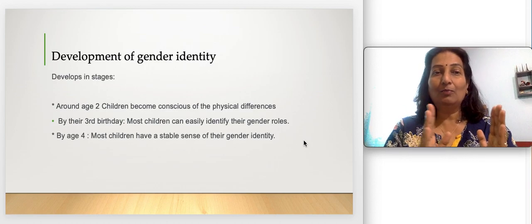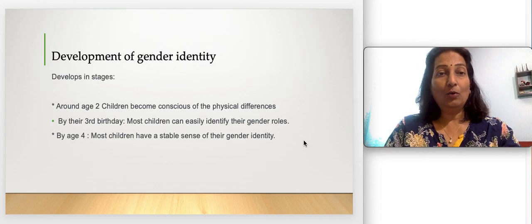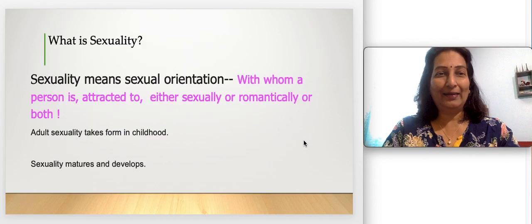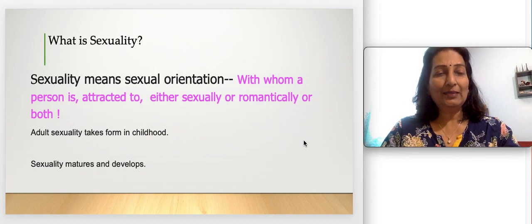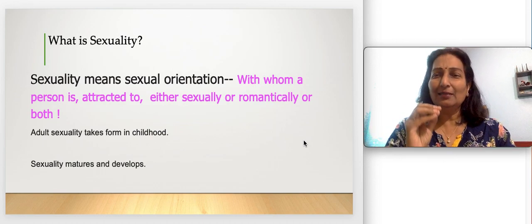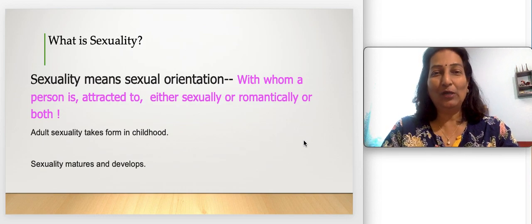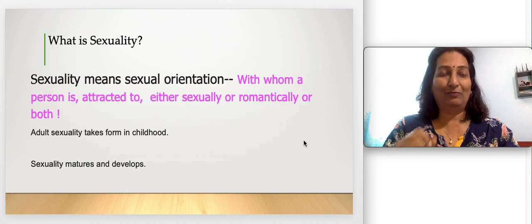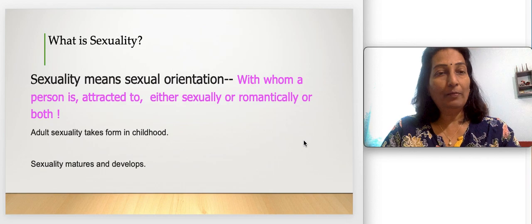So now we are clear about how sex is determined, how gender identity develops, and now the most important part: what is sexuality, which the parents are mostly worried about. I will have to give you a little bit about what sexuality is, otherwise you will not be able to understand. So listen carefully. Sexuality means sexual orientation, with whom a person is attracted to, either sexually or romantically or both.